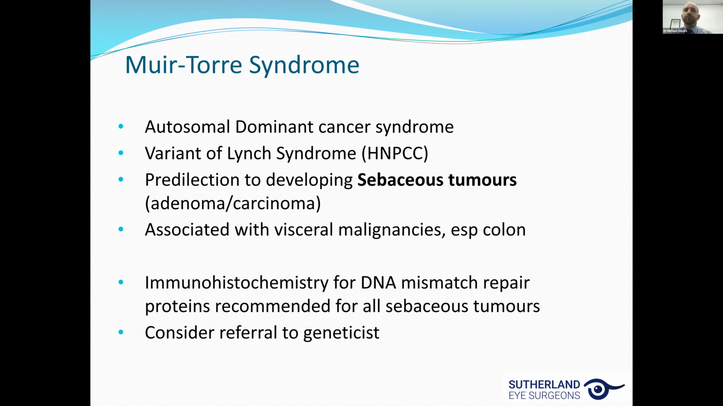Histologically, the pathologist will do immunohistochemistry for DNA mismatch repair proteins because an absence of these is quite highly correlated with this Muir-Torre syndrome. But basically, any patient that I see where they have a sebaceous tumour on histopathology, I will liaise with the GP and recommend that they see a geneticist because they can test for germline mutations. Sometimes the sebaceous tumour might predate the visceral malignancy by 20 years. So you want to know about that ahead of time.